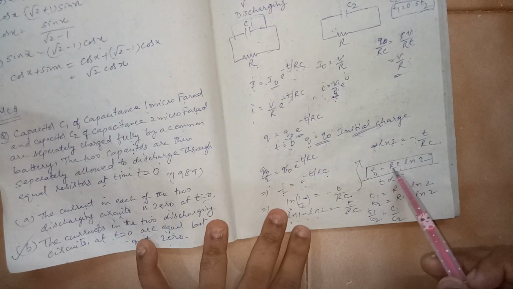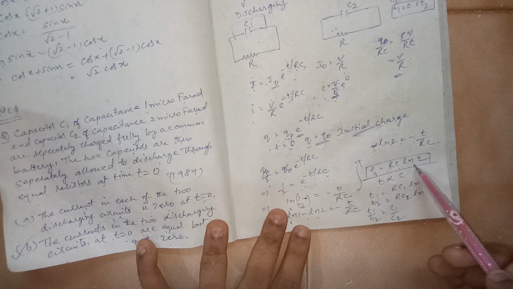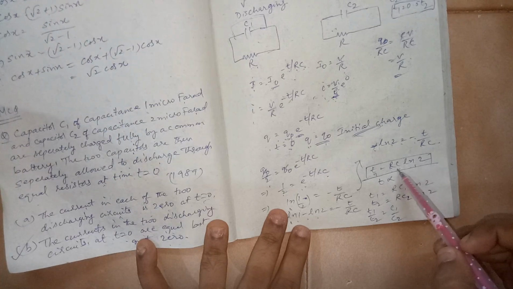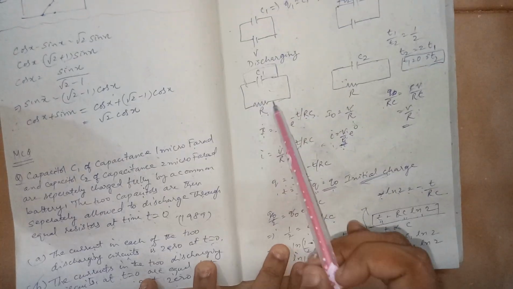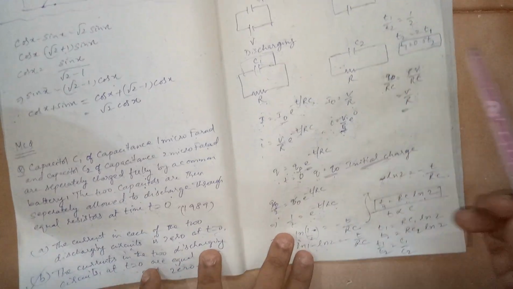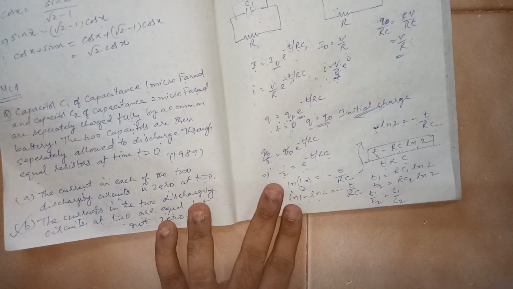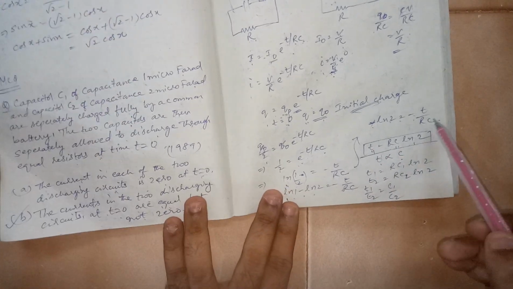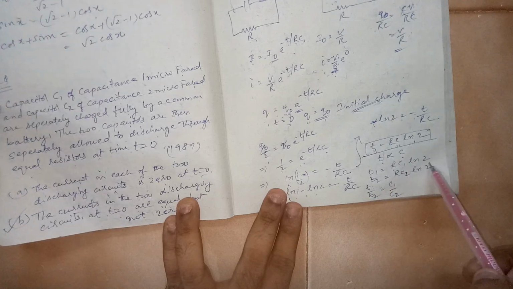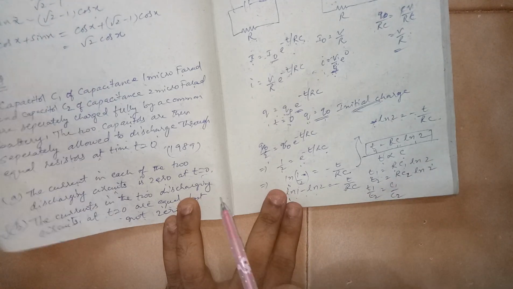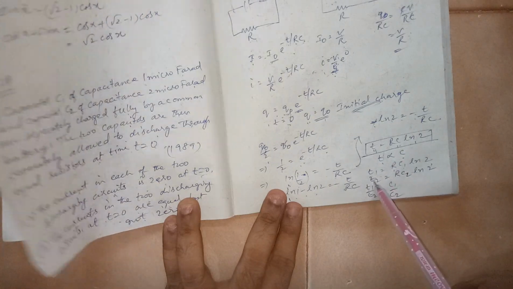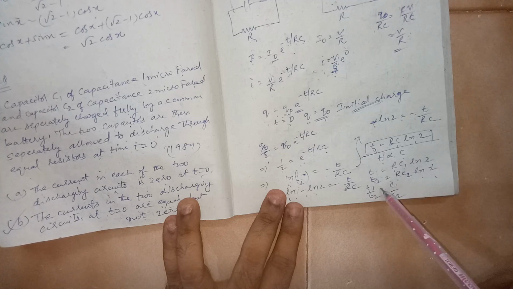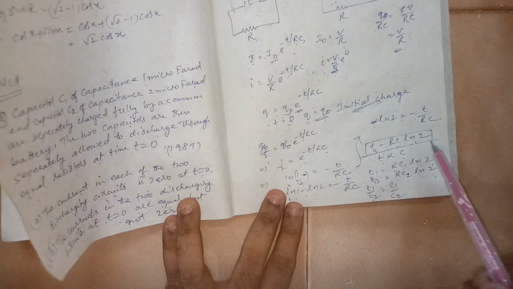Here R is the same, and ln 2 is a constant, whose value is about 0.693, but the C value is different for both cases. Here the value of C is C1, here it is C2. So T is proportional to C. If you increase C, T increases. T1 is equal to RC1 ln 2, the time taken by the first capacitor. T2 is equal to RC2 ln 2. So dividing, T1 by T2 is equal to C1 by C2.